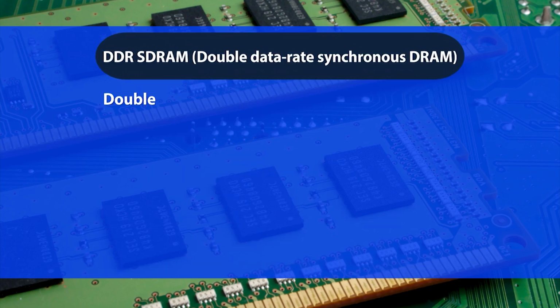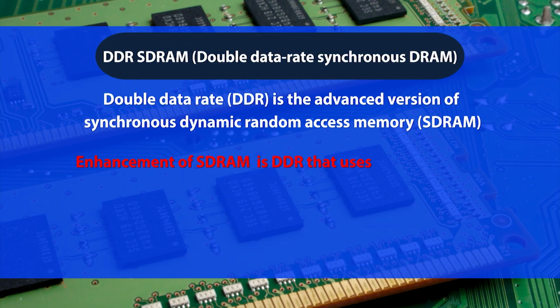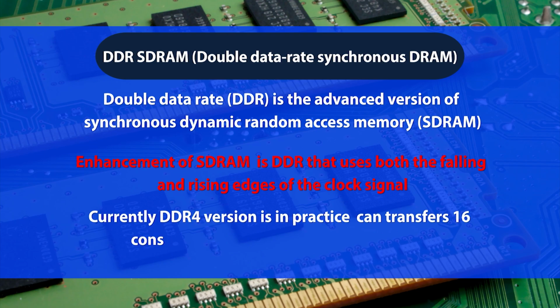Nowadays we have double data rate synchronous DRAM. Generally, if you go and purchase your system, you will get a RAM of type DDR SDRAM. DDR stands here for double data rate. That means it is an advanced version of synchronous dynamic random access memory. The enhancement here is that of the clock cycle used by the CPU, both the falling and rising edges are used for the purpose of transferring the data.